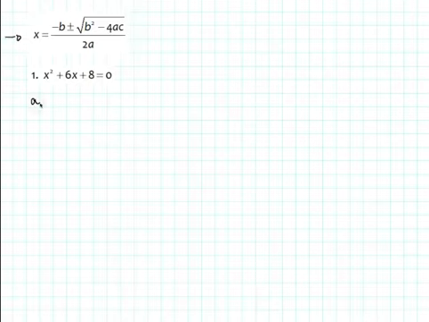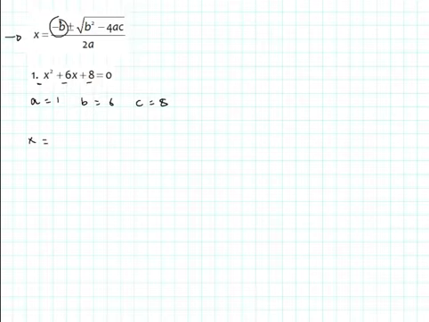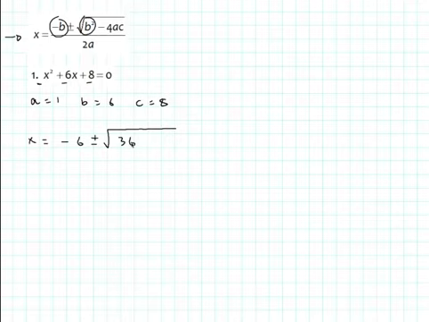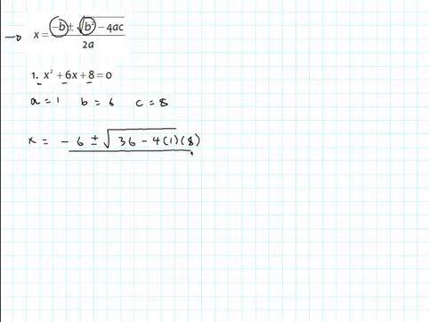In problem number 1 here, our a is 1, that number right there, in front of the x squared. Our b is the 6, the number in front of the x. And our c is the 8, the number here on the end, the constant term. So x is equal to a negative b, negative 6, plus or minus a large square root, your b squared, 36, remember that's always positive, minus 4 times your a times your c, and all of that is over 2 times the a, which is 2.